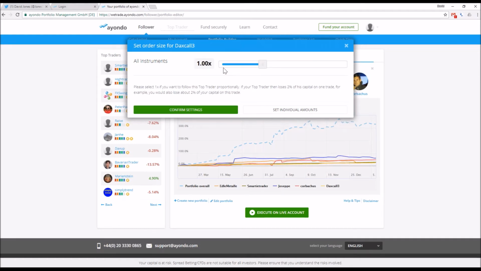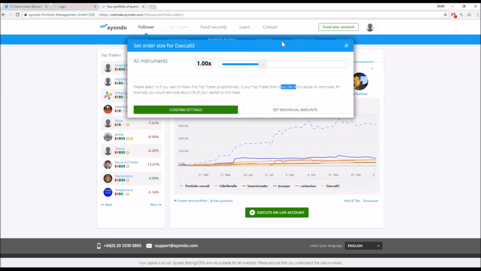But it doesn't work like that, because the trade gets mirrored on your account at the same percentage level of risk. Okay, so the trade gets scaled back, if that makes sense, on your account, so you've got the same percentage risk. So if DAX Call 3 with a 100 grand account, for example, does a trade where the stop loss means they would lose £1,000, 1%, then the trade is done on my £2,000 account at a size that means if it gets stopped out, I lose 1% of my £2,000. Okay, so it's done at a fraction of their size. So I hope that makes sense.